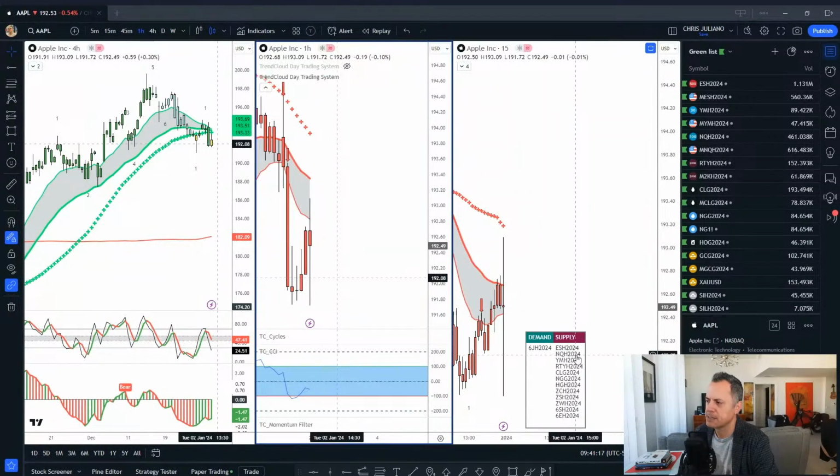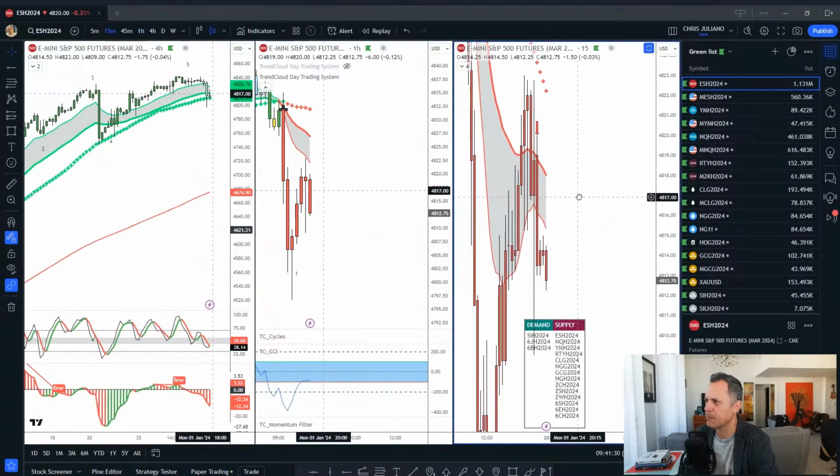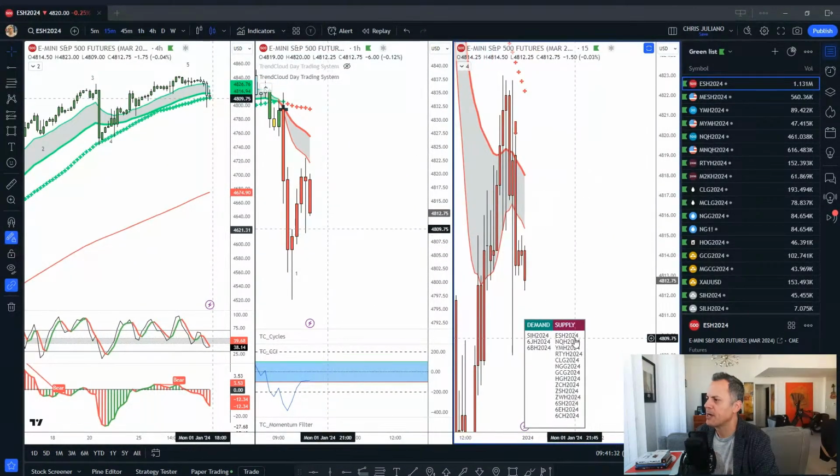Inside of my scanning system here, I can tell we've got a lot of shorting opportunities. Let's get over to the ES. We've got a lot of shorting opportunities here, and we need to start taking advantage of that.